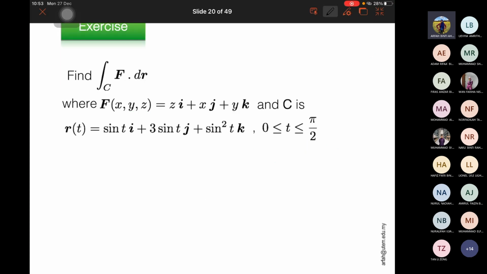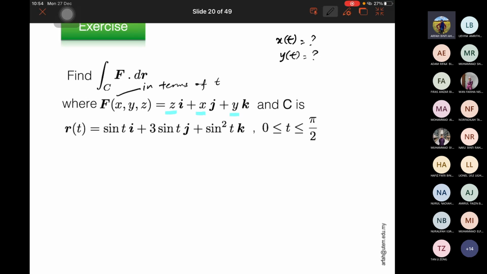So find the integration over the curve C for vector f dr, where f sama dengan z i plus x j plus y k and C is a curve with vector r equal to sin t i plus 3 sin t j plus sin squared t k. So kali ni vektor f ni pula yang dia bagi hanyalah z, x dan juga y. Dia tak bagi pun x sama dengan apa, x(t) sama dengan apa, y(t) sama dengan apa, dia tak bagi. So kita nak dapatkan vektor f in terms of t.